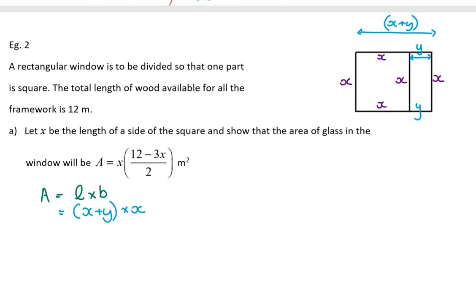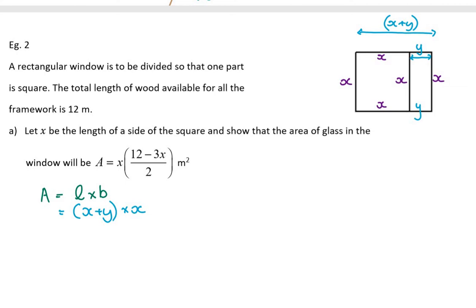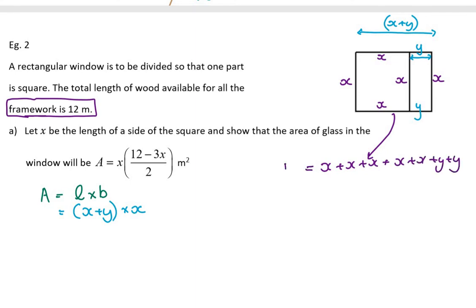Now you'll notice there are no y's in the formula, and that's because every question can only be modeled using one variable, which means I need to first find out the value of y in terms of x. So they needed to give me some information that connected x and y. And what information was that? The total length of the frame is 12 meters. So if I have a look at this, that means x plus x plus x plus x plus x plus y plus y has to equal 12 meters. 1, 2, 3, 4, 5 x's and 2 y's will have to equal 12.